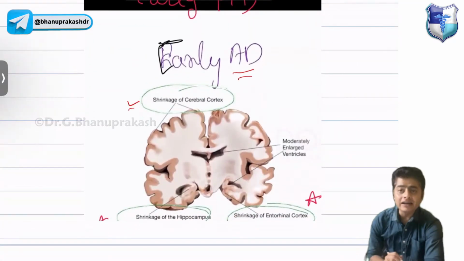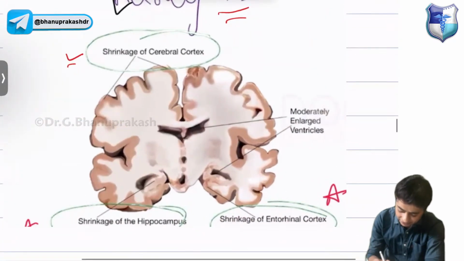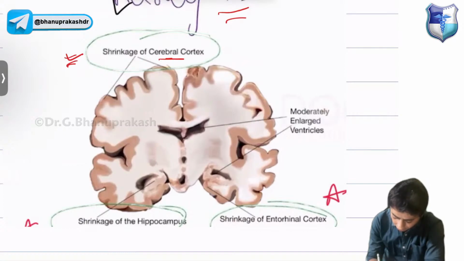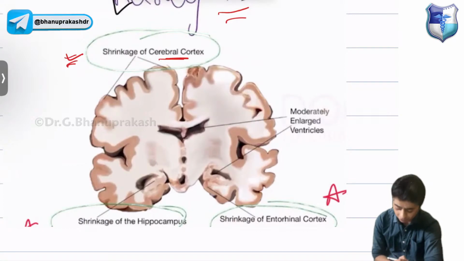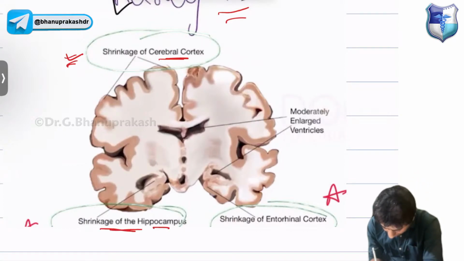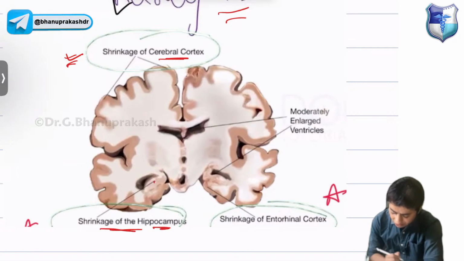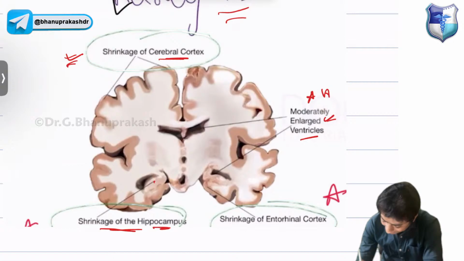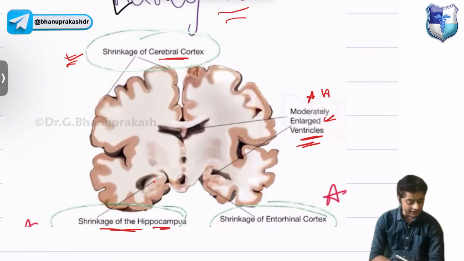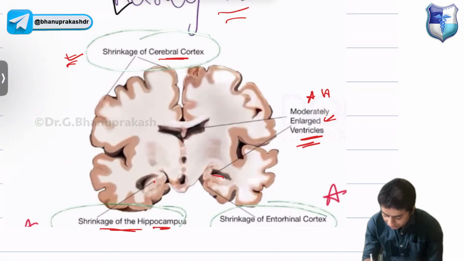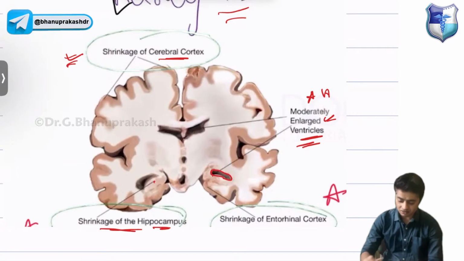So see this diagram. In early Alzheimer disease, you are seeing shrinkage of cerebral cortex and shrinkage of this hippocampus. This hippocampus has shrunken, and due to shrinkage of hippocampus, there are moderately enlarged ventricles. Okay, everyone. This ventricle has enlarged.